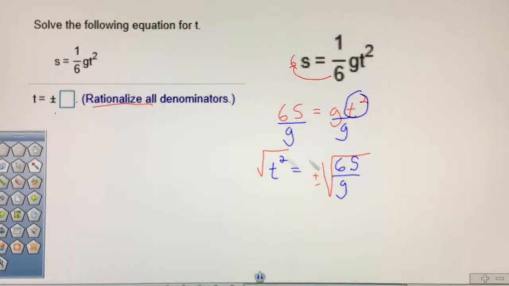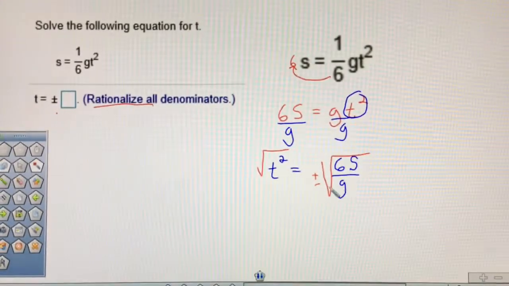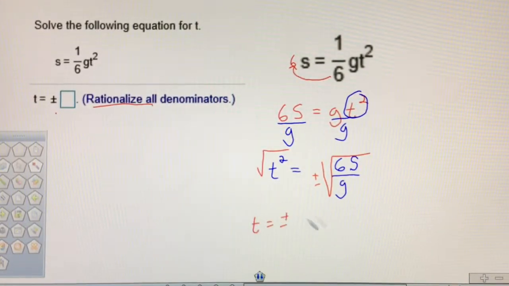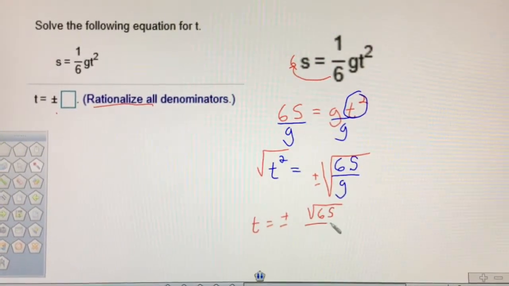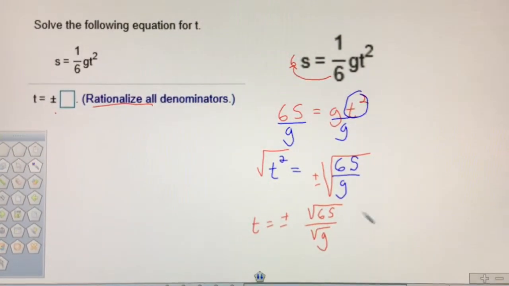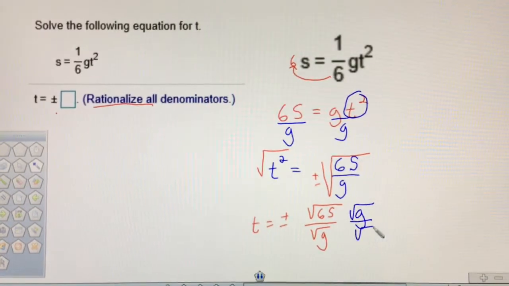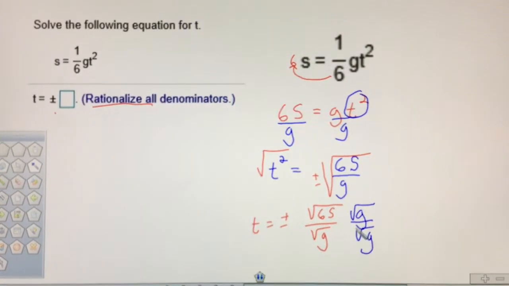It also says to rationalize. So I'm not allowed to have a square root with the g in the bottom. So I have to rewrite this. So it's going to give me t equals plus or minus the square root of 6s over the square root of g. Let's try to recall when we want to simplify or rationalize the denominator, we multiply it by 1, represented as the denominator over itself.